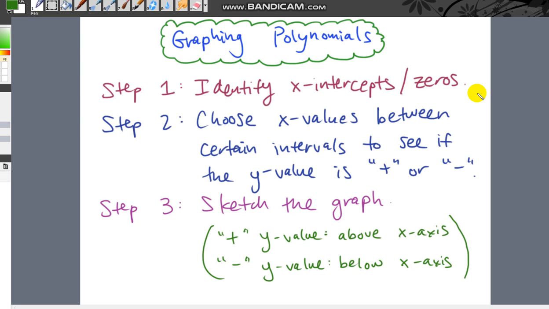The next step is to choose x values between certain intervals to see if the y value is positive or negative. I'll go into detail on what that means. And the last step is to sketch the graph. If you calculate a positive y value, that is going to be above the x-axis. And if you calculate a negative y value, that indicates you're below the x-axis. So without further ado, let's begin.